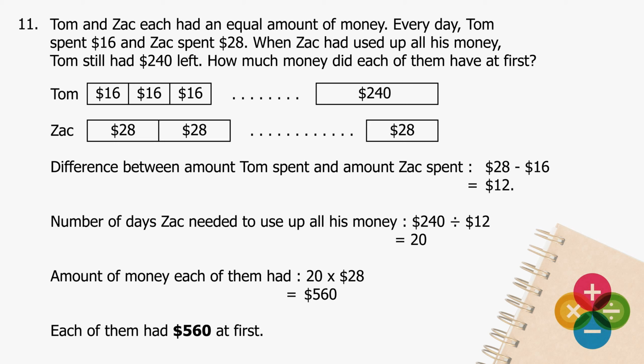The difference between the amount of money Tom spent and the amount of money Zach spent will be, subtract $16 from $28, and the difference is $12. The number of days Zach needed to use up all his money will be, divide $240 by $12, and the quotient is 20. The amount of money each of them had will be, multiply 20 by $28, and the product is $560. Each of them had $560 at first.